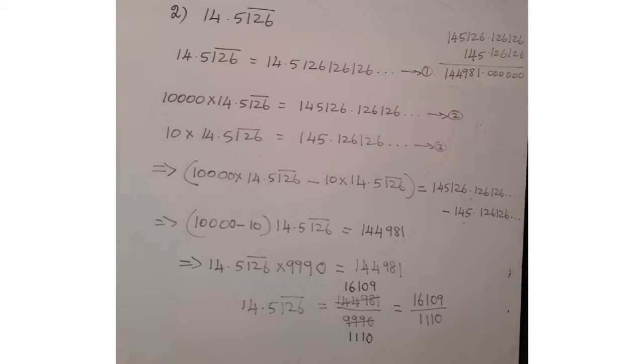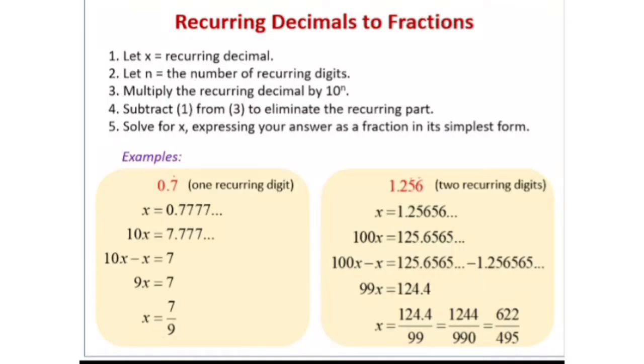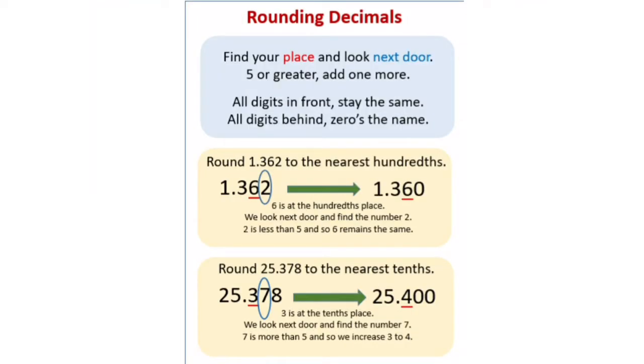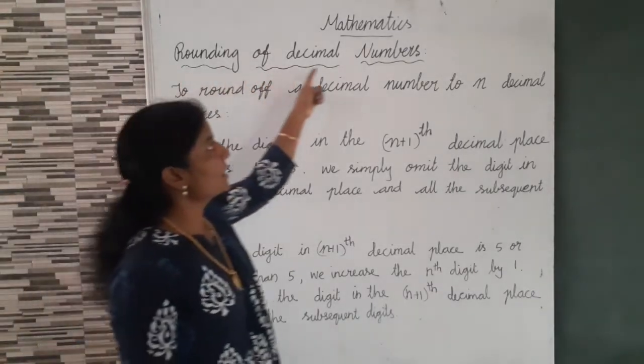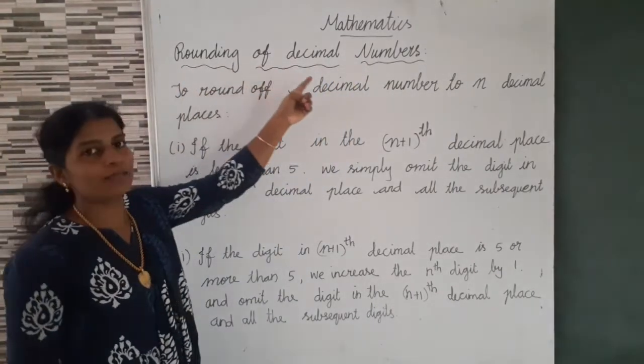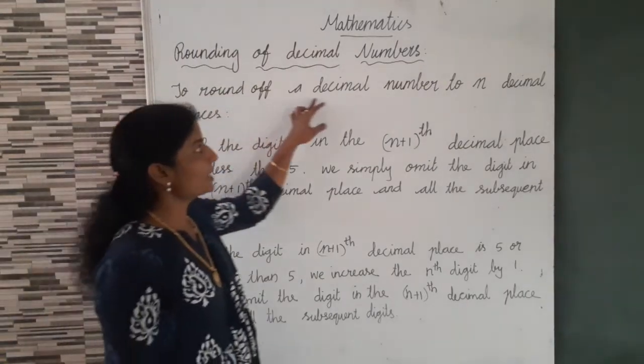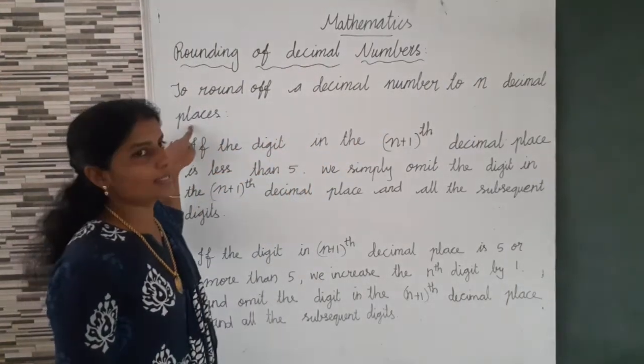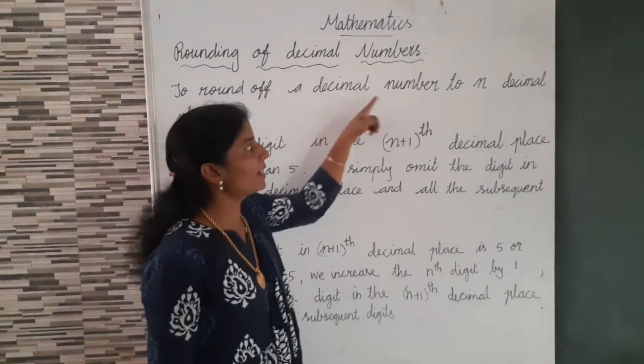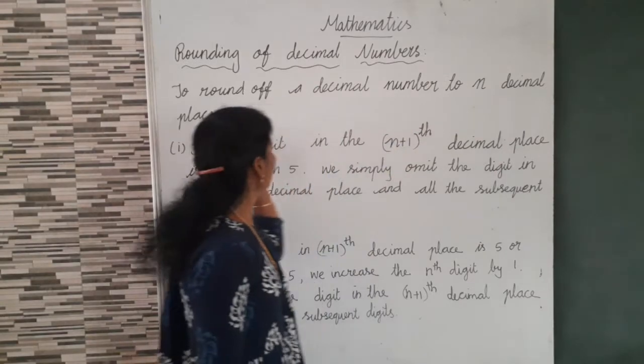Okay, let's start our maths class. In the last class we learned conversion of recurring decimals into common fractions, that is pure recurring decimals and mixed recurring decimals, isn't it? Okay. Today we are going to study rounding of decimal numbers. To round off a decimal number to n decimal places.